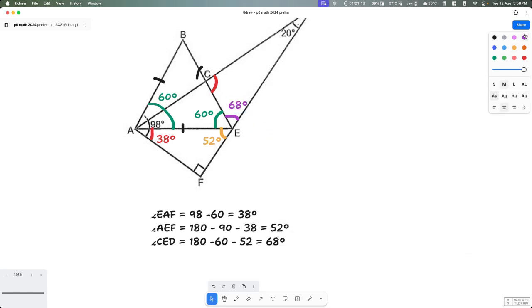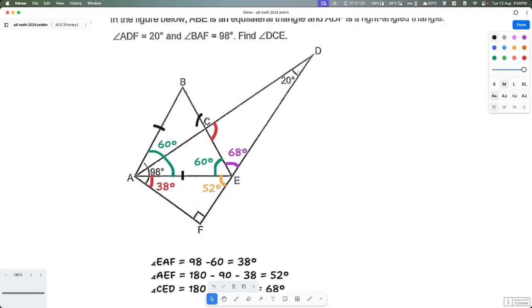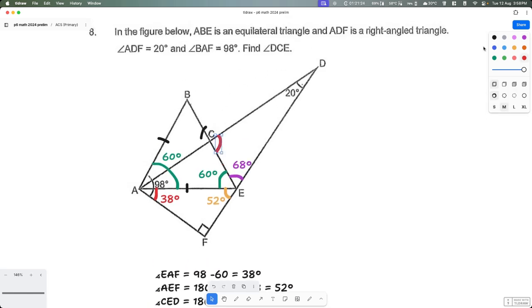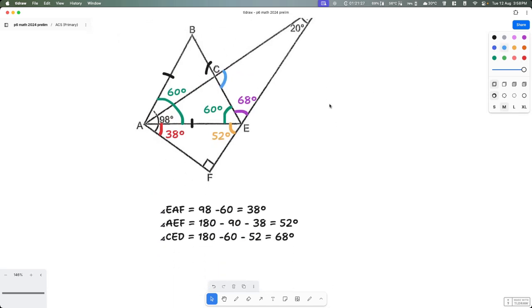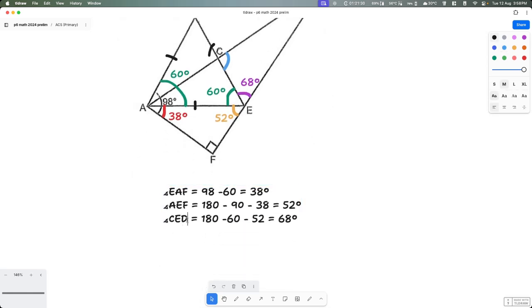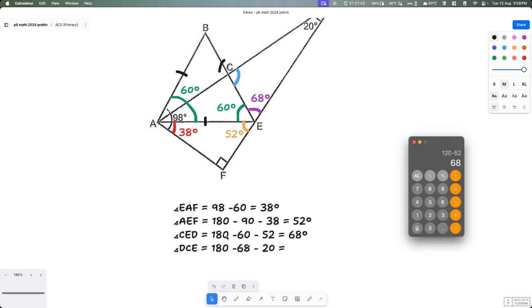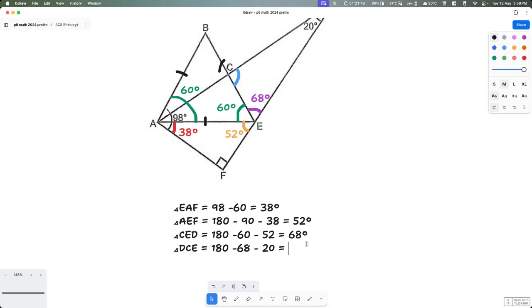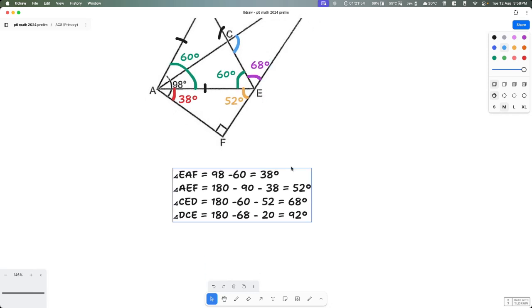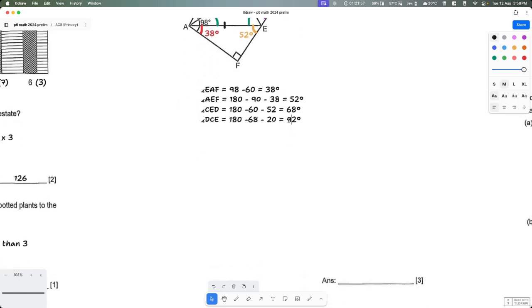Okay, so once we get this purple one, then we can get our final one, which is, let me put this in a different color, angle DCE. Angle DCE is equal to 180 minus 68 minus, over here is 20. So 180 minus 68 minus 20, and this will give us 92 degrees. That's what we see over here. There you go. So that's the answer. Okay, so the answer is 92 degrees.